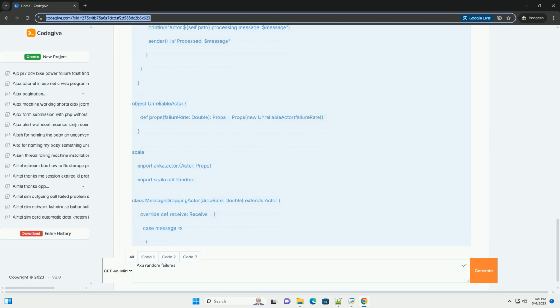Explanation: We extend TestKit to get access to testing utilities. The implicit sender automatically makes the test itself the sender for messages. We create an unreliable actor with a high failure rate. We send a message and use expectMsg to assert that the actor eventually processes the message successfully. The expectMsg will retry until it either receives the expected message or times out.